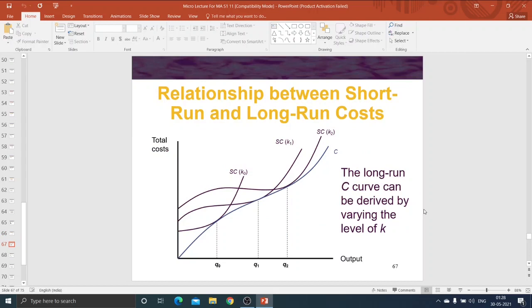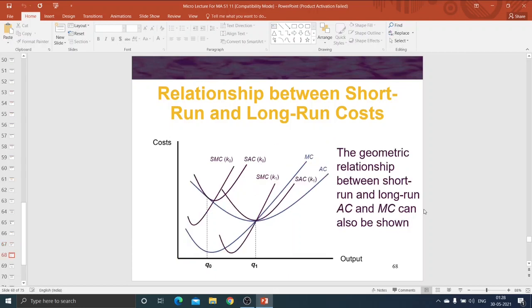So the long run cost curve can be derived by varying the level of K. If your K also changes, then everything changes. So you have different short run curves, whereas you have an enveloping average cost curve, as well as an envelope MC curve, instead of different short run cost curves. This is what forms the envelope curve analysis of the cost curve.